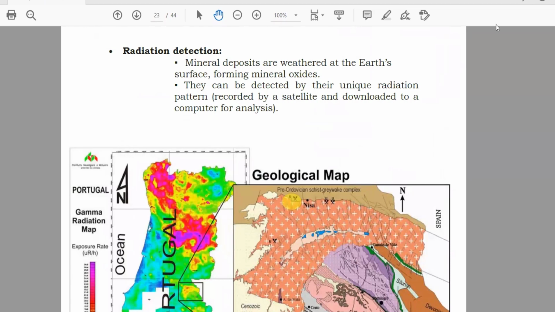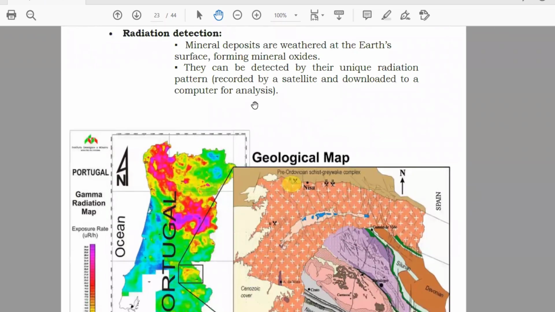Another method is known as radiation detection. Here they're saying that minerals or rocks are releasing radiation all the time. And if you take infrared or satellite pictures, they can also help you find the areas in which the minerals are present. That is known as radiation detection.